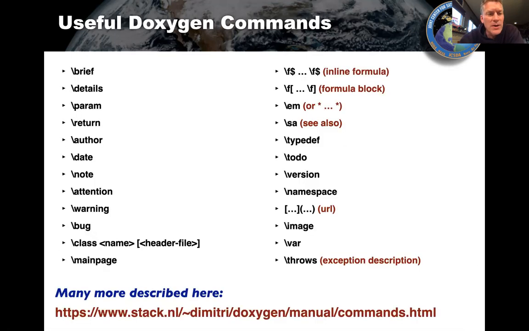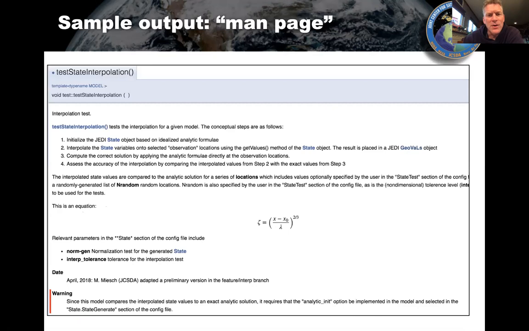And here are some of the Doxygen commands you can use. We've already talked about brief and details, and there's date and author and warnings. And up in the upper right there are formulae, so it understands LaTeX, so you can include displayed or inline formula. There are many more at this website. So here is an example of what it generates.